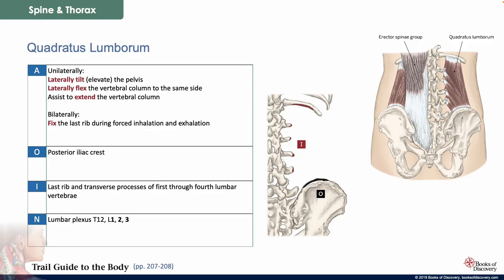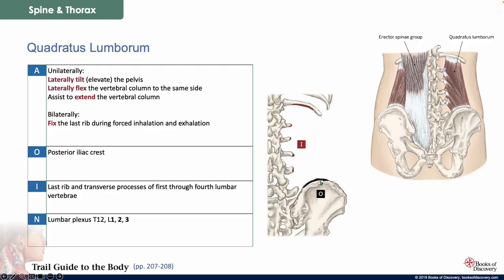Bilaterally, so together, it'll fix the last rib during forced inhalation and exhalation. The origin, the posterior iliac crest. So we have not learned the hips yet, but the iliac crest is on that top. It's that top little bone part on your pelvis. So this originates here. That's why it would pull the hip up towards the head, we'll say.